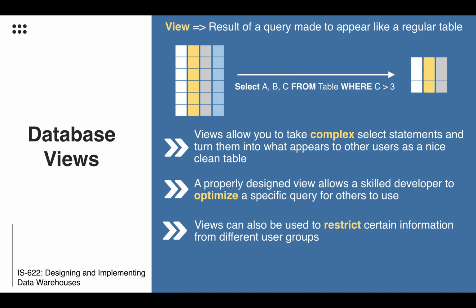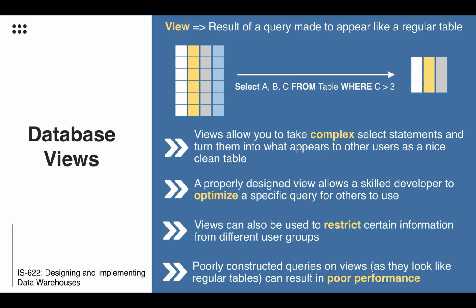Views can also restrict certain information from user groups. For example, I have a table with a lot of information, but I don't want everyone to see that. So what I do is create a smaller view and give people access to the view rather than the whole table. Okay, so that's why it is a view. And if it is not done properly, then your view will not be correct. It will result in poor performance.